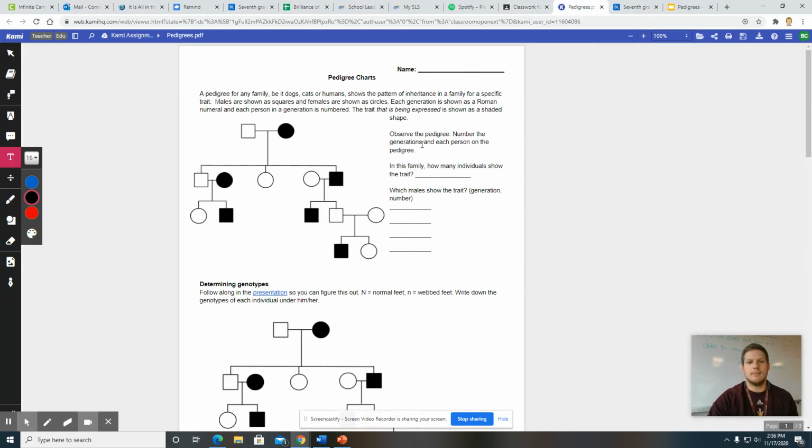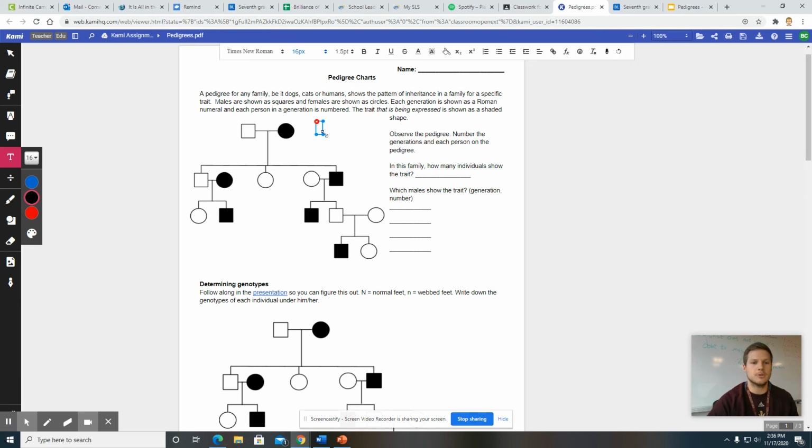Now, going from here, we bounce over to our pedigrees PDF. What you guys need to do here: a pedigree for any family, whether it be dogs, cats, or humans, shows the pattern of inheritance in a family for a specific trait. Males are shown as squares and females are shown as circles. Each generation is shown as a Roman numeral to the side, and each person in that generation is numbered. So now, let's observe the pedigree. The trait being expressed is, of course, shaded. Observe the pedigree, number the generations, and each person on that pedigree.